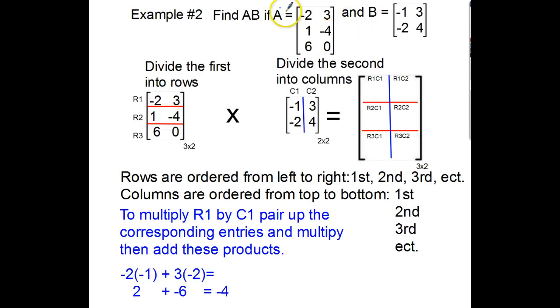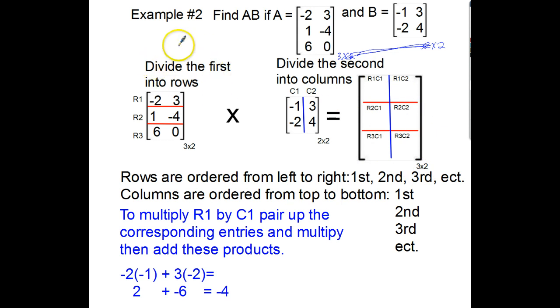All right, moving on. Take a look at example number 2. Find A times B if A is this matrix and B is this matrix. Let's figure out if it's even defined first. We have 3 horizontal groups and 2 vertical groups, so A is a 3 by 2. B is a 2 by 2. Since 2 equals 2, we take them out, and what we're left with is a 3 by 2 answer down here.